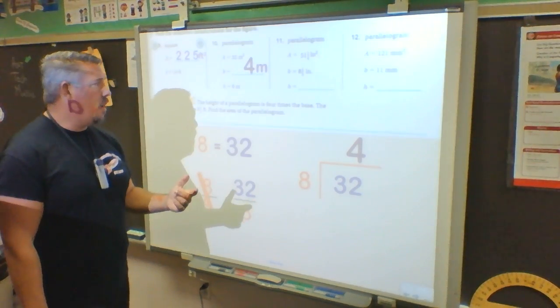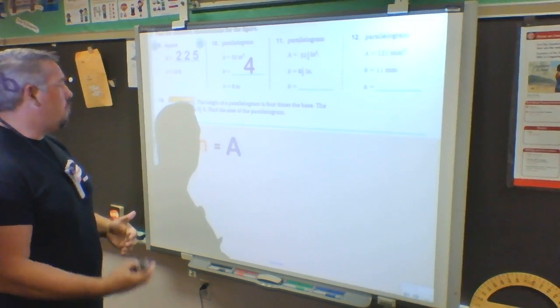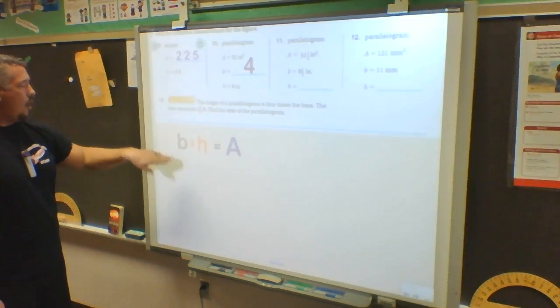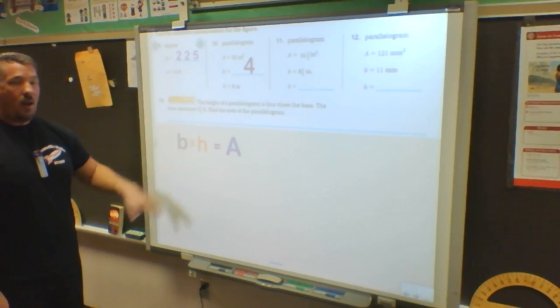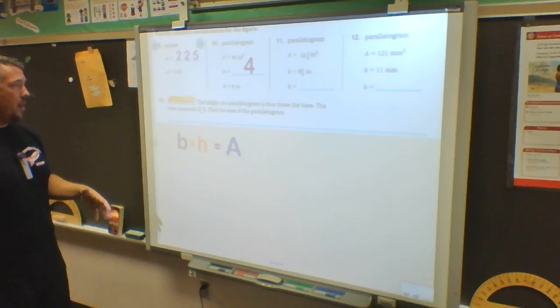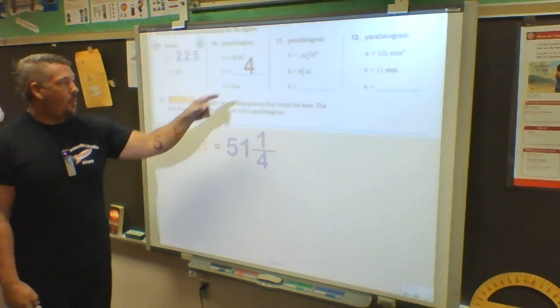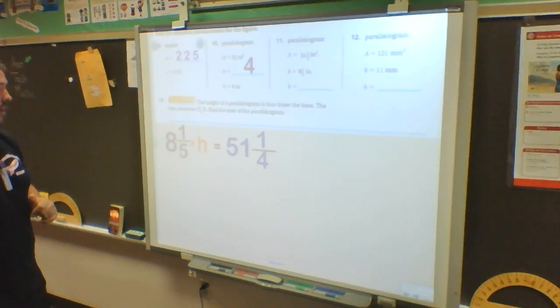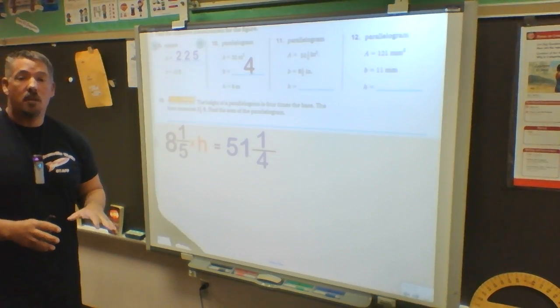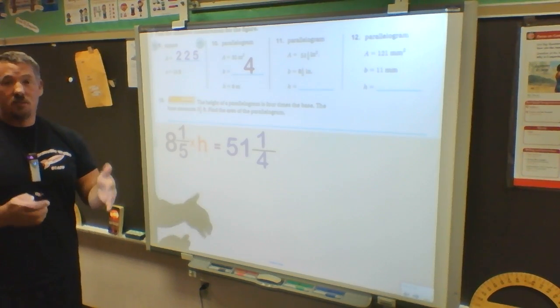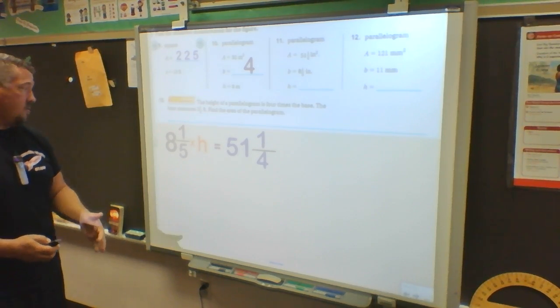On 11, a parallelogram. Now I know that I've got mixed numbers. Still the same formula. I have my area, I'm given my base, but I'm not given my height. Plug in the information that I have. I know my area is 51 and 1/4. I know my base is 8 and 1/5. Can I use those in a math problem where it's multiplying and dividing, can I? So now I've got to change both of them into improper fractions.